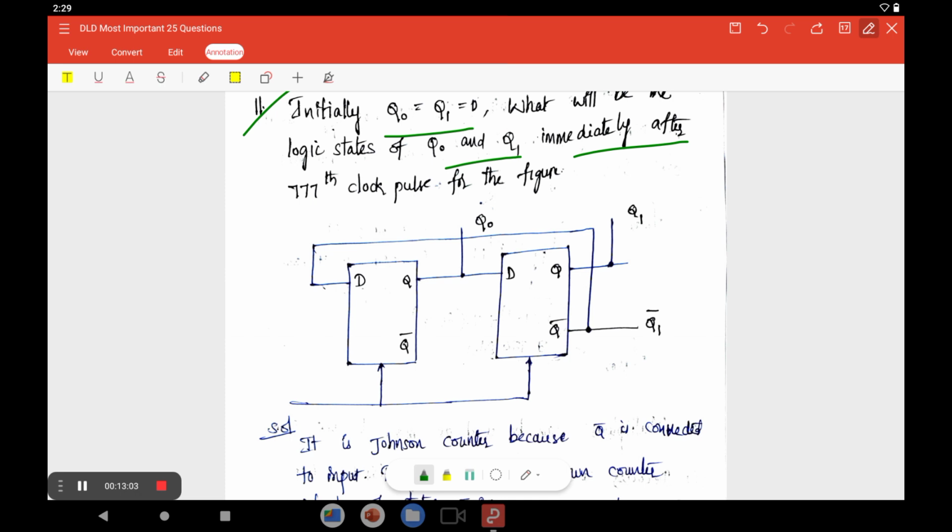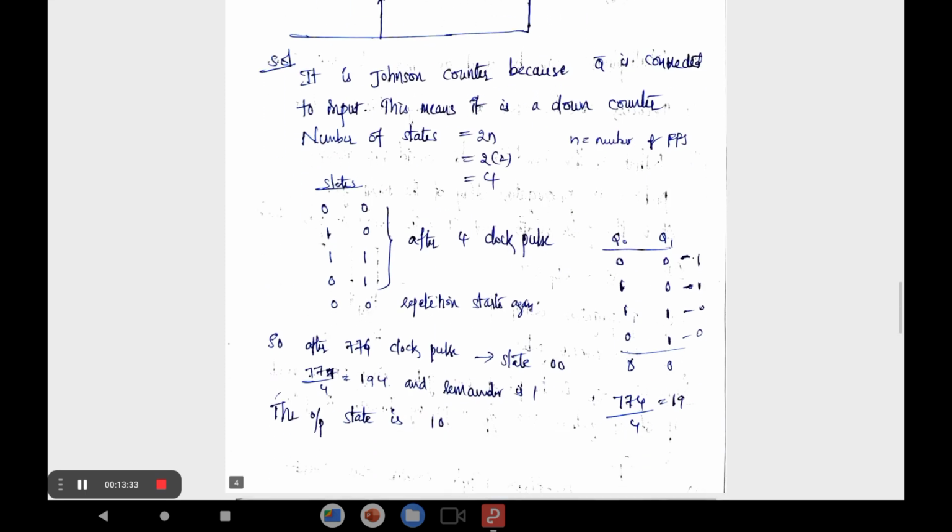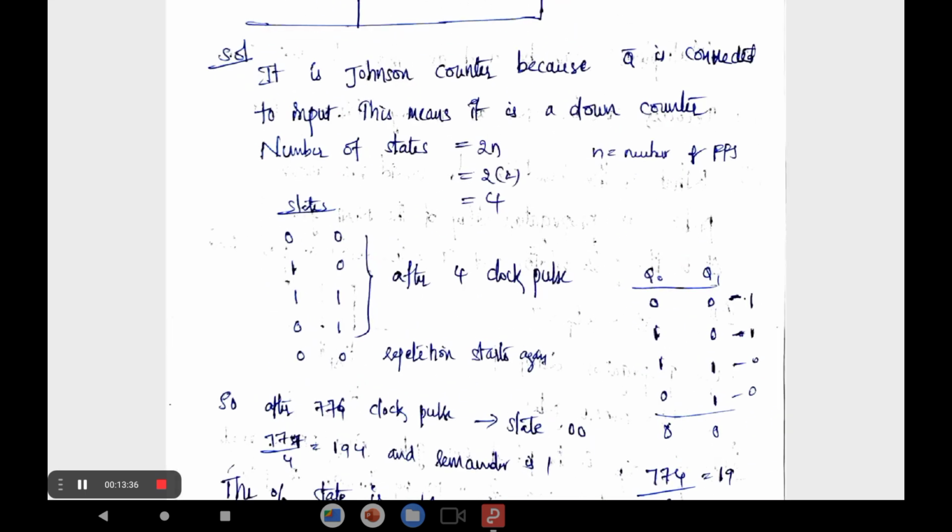It is actually one kind of a ring counter, right? It is a ripple counter, but it's a ring counter actually. Okay, a ring counter, but it's a Johnson counter because the complement output of the last flip-flop is connected to the input. So that's why it is called a Johnson counter. Next, in the case of the Johnson counter, these are some important conclusions for this problem.